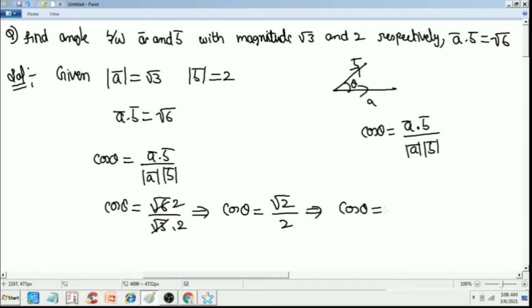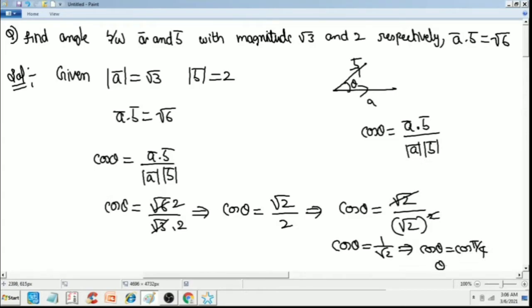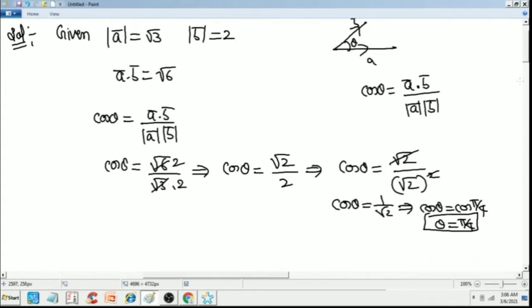Cos theta is equal to root 2 by 2, and 2 can be written as root 2 whole square. One root 2 gets cancelled. Then cos theta is equal to 1 by root 2. From here, 1 by root 2 is cos pi by 4, so theta is equal to pi by 4. Hence this is the angle between them. Hence we got it. This is the solution.